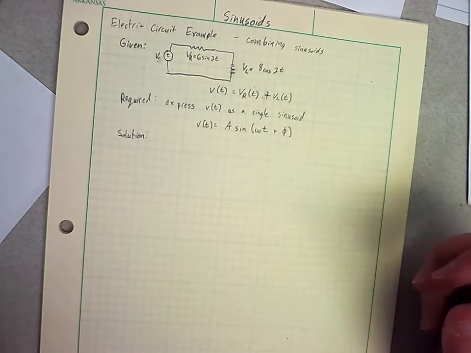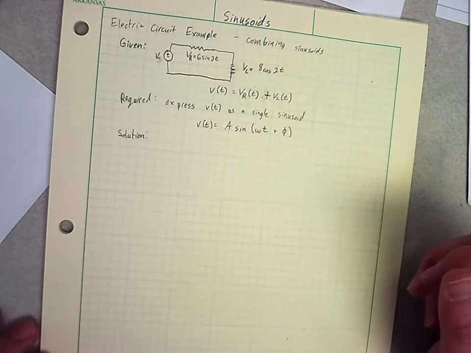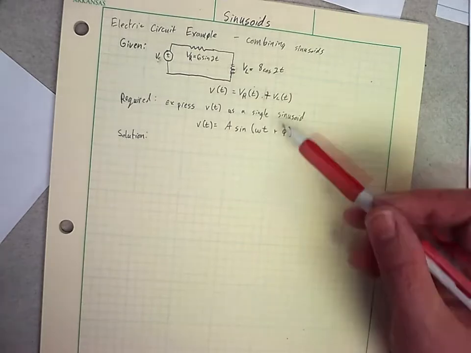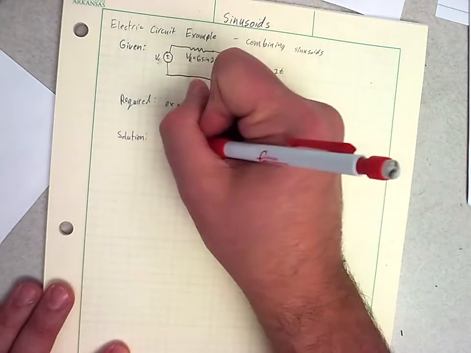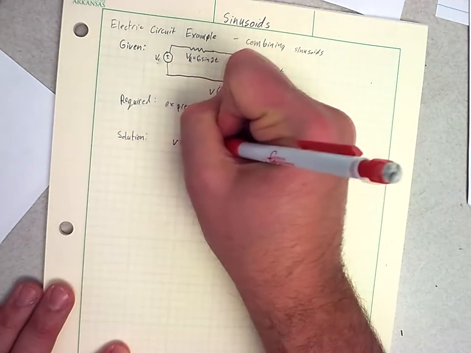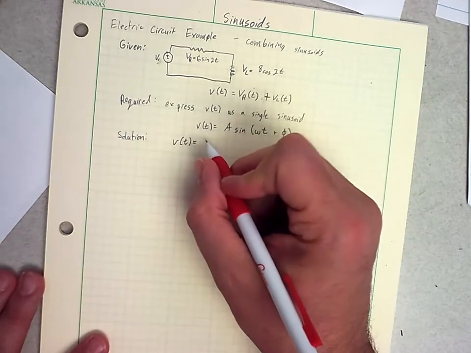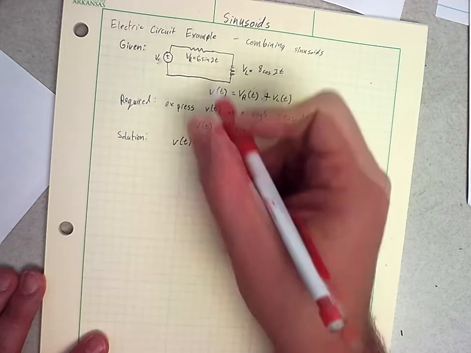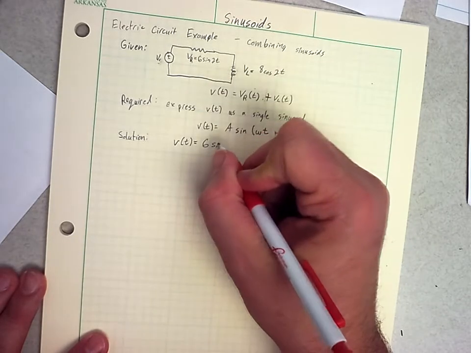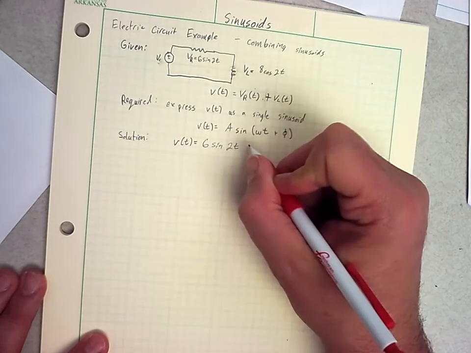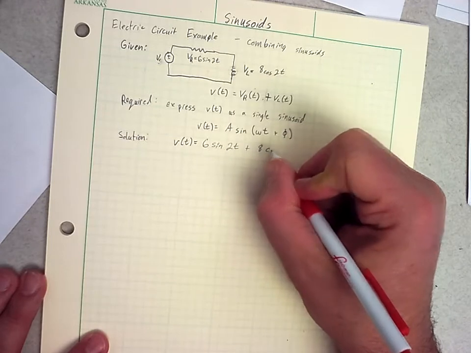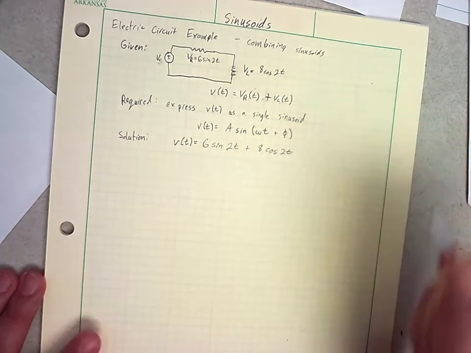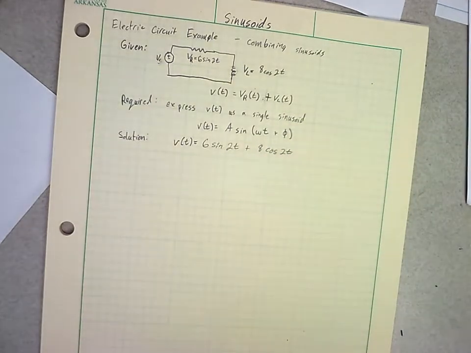And there's not a really quick way to try to figure that out. We know, okay, I have these two things together, so V of t equals the resistor voltage, which is 6 times the sine of 2t, plus 8 times the cosine of 2t. But there's not a simple way that I can just add sines and cosines together.